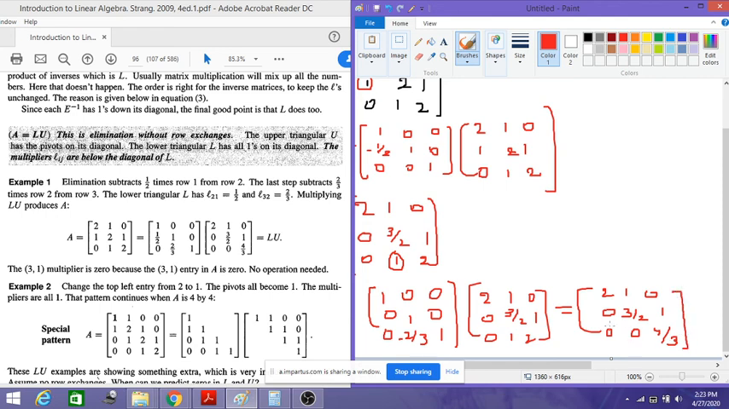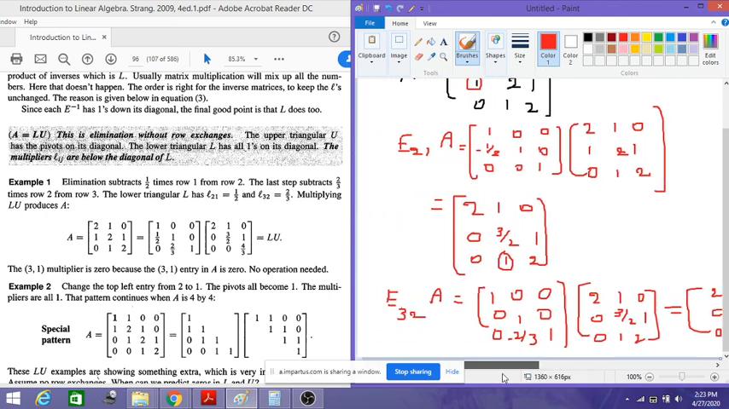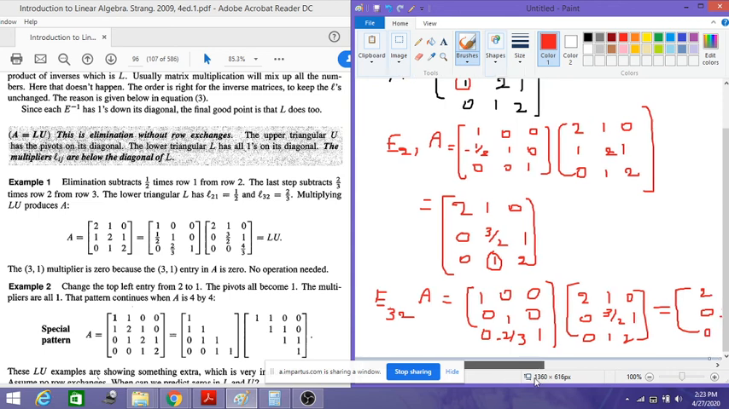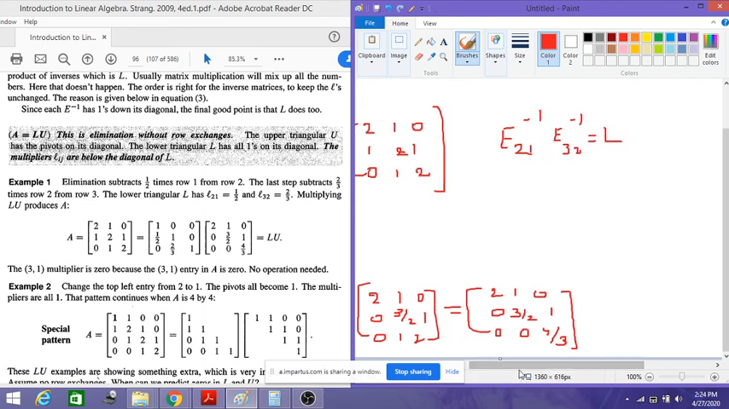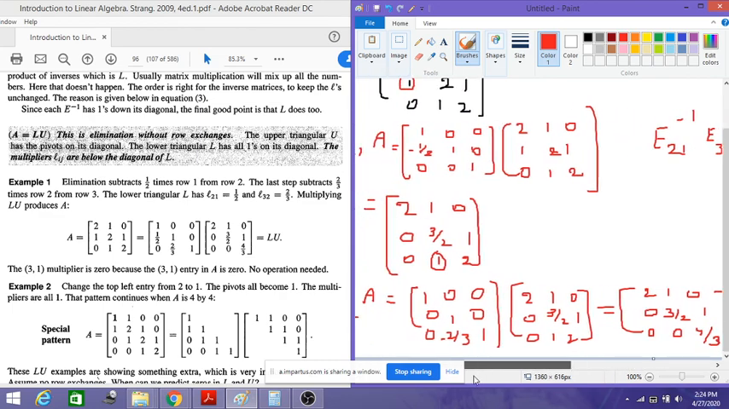So now if I want to write this in terms of inverses, if I combine the inverse of E21 with the inverse of E32, I'll get my L matrix. If you want, we can just try it out. And whatever we got, this is my U matrix, in upper triangular form. So let us try this, whether we get this or not.